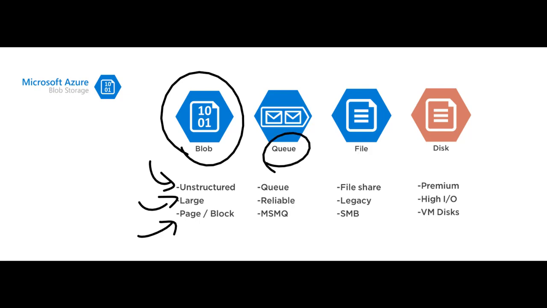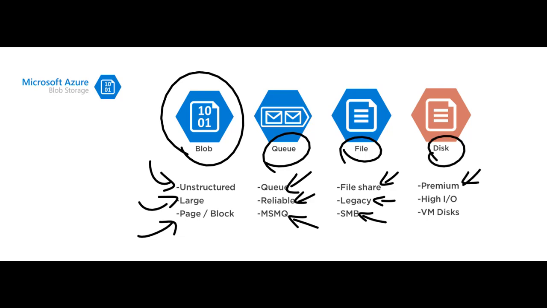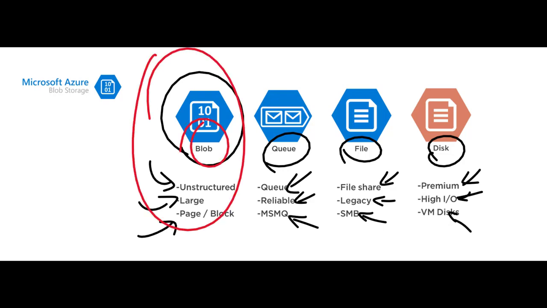Queues and queue storage are for queues. It's very reliable, something like if you were dealing with Microsoft Message Queue. File storage are meant for file shares, legacy systems using server message blocks to accomplish its task. Then there's disk, which is premium, very high I/O, and meant for virtual machines. But here we are looking at and focused on blob storage.